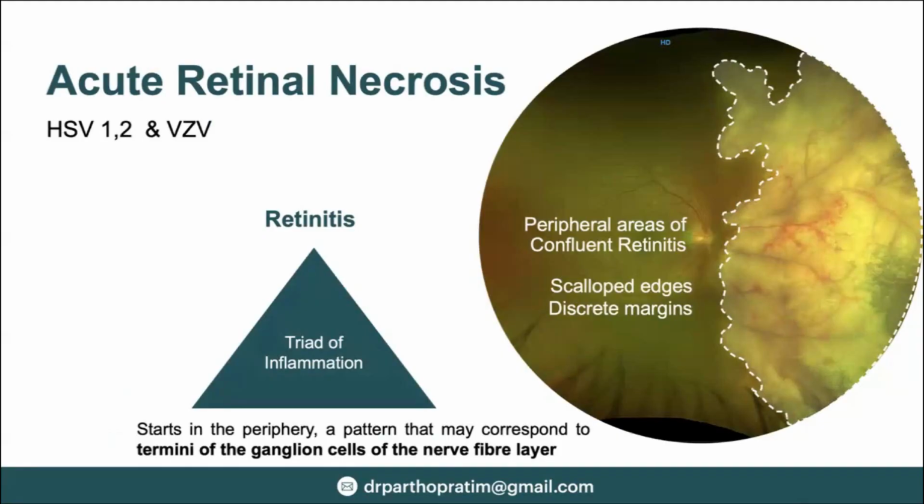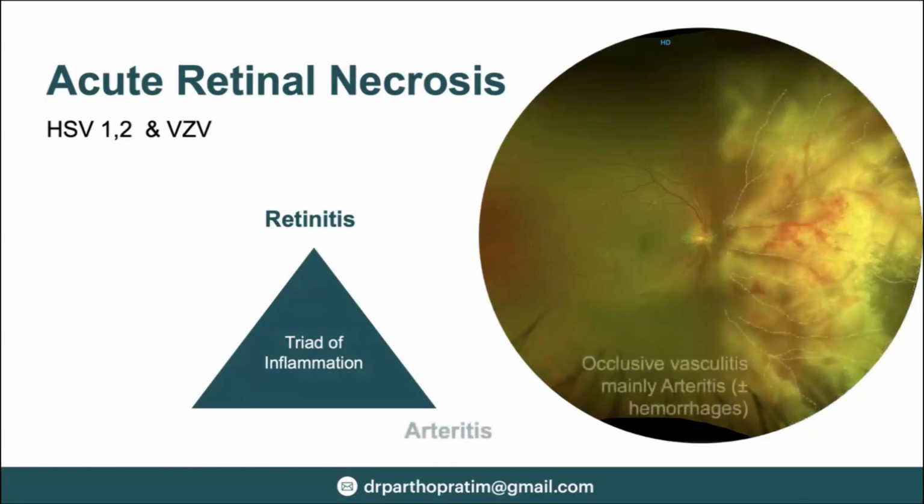clinical signs. The first one is retinitis. Now, what are the characteristics of this retinitis? It is peripheral areas of confluent retinitis, which has scalloped edges and discrete margin. Now, it starts in the periphery. Why does it start in the periphery? Because it may correspond to the termini of the ganglion cells, which are the cells located in the nerve fiber layers.